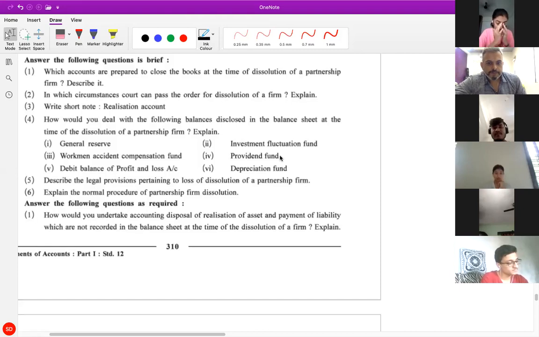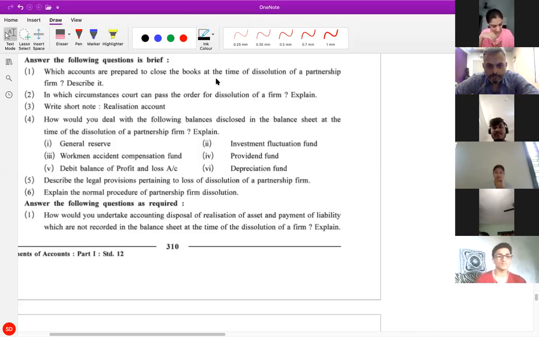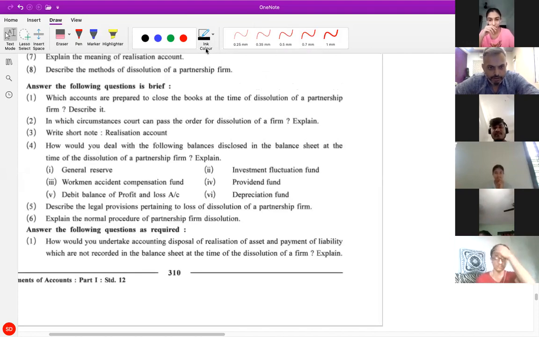Now over here, general reserve का हम क्या करेंगे? You can give a reply. General reserve का हम क्या करेंगे? Partners in partners capital account. Sorry, can you repeat once again, please? Distributed to partners. Okay. In partners capital account. Distributed to partners in partners capital account. Okay.